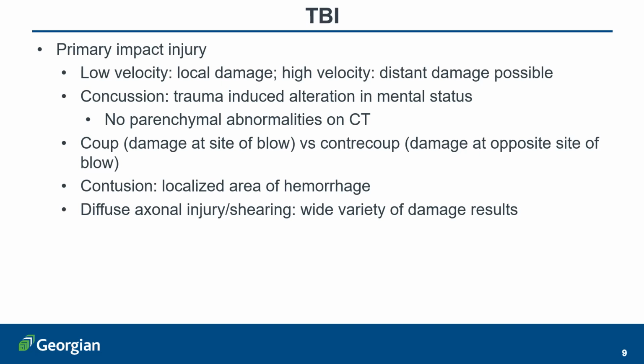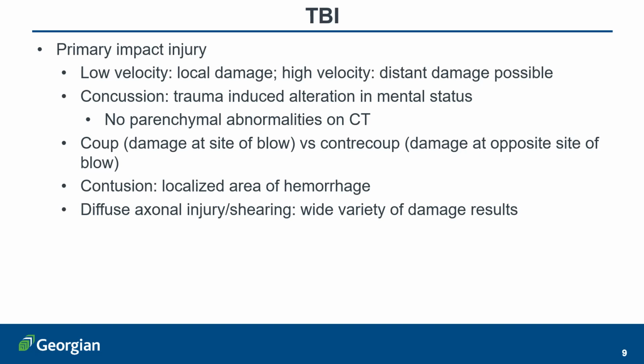A coup injury is the damage at the site of the blow, and then contrecoup is when there is damage at the opposite side of the blow. The classic case being a motor vehicle accident, whereby if you're not wearing a seatbelt, your head hits the windshield, so you're going to have an injury on the frontal lobe of your brain, but then your brain rattles back and hits the back of your skull, and then you can have an injury or a contusion or even bleeding, something more severe than a contusion, in the occipital lobe.